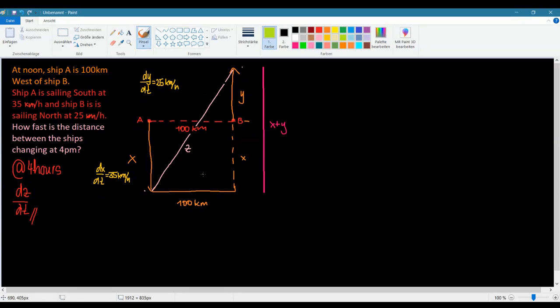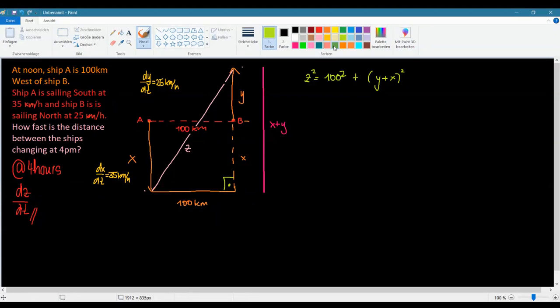Now we see that there's a triangle here, and it's perfectly reasonable to assume that this is a right triangle because of the way that we've set it up. And therefore we know that z squared is going to be 100 kilometers squared plus (y plus x) squared. So that makes sense so far, right? Well, what do we want to do before we start to differentiate this and try to figure out what the rate is? We want to figure out what x, y, and z are after 4 hours.